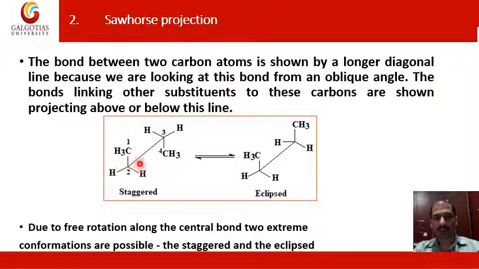It means, suppose you have a carbon attached to another carbon. Here, you are representing it in the form of a Sawhorse projection, and in Sawhorse there is another important point, which is the arrangement, as per which the molecule is either totally staggered or eclipsed. So what is the difference between eclipsed and staggered?